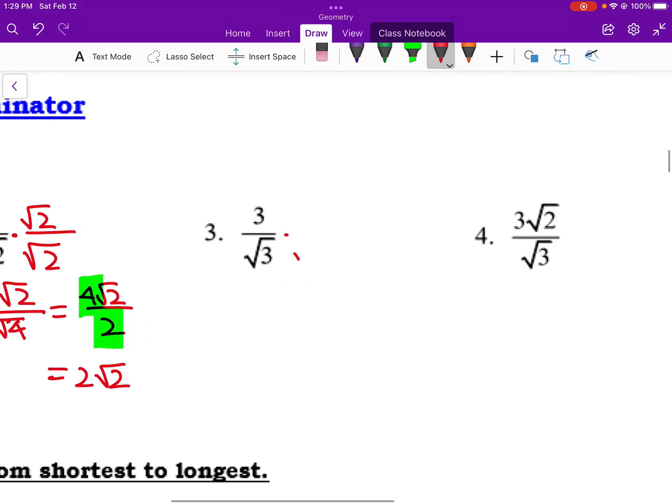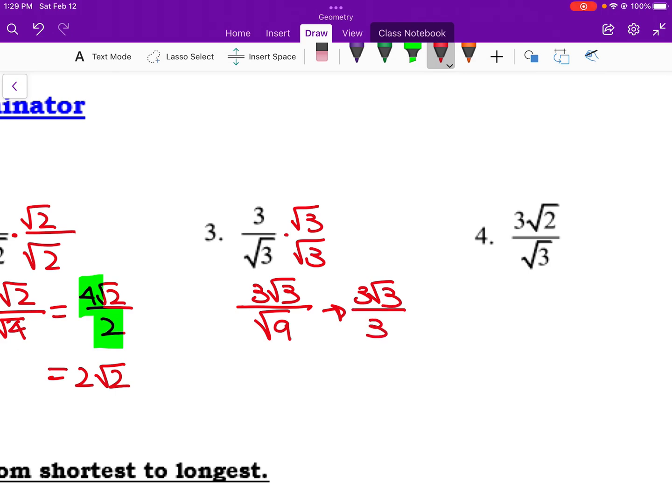Okay, next guy, again, we're matching that radical, get rid of the root 3, top and bottom. So we have a 3 root 3 over square root of 9, which is just 3 root 3 over 3. Notice here my 3's cancel, so I just have a root 3.